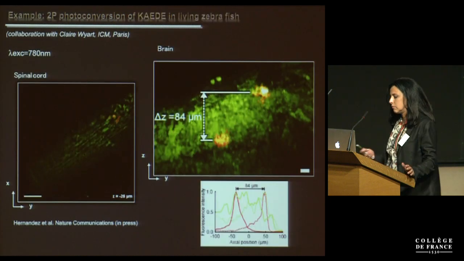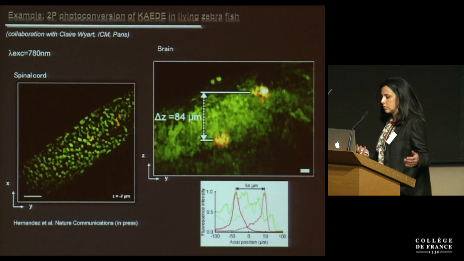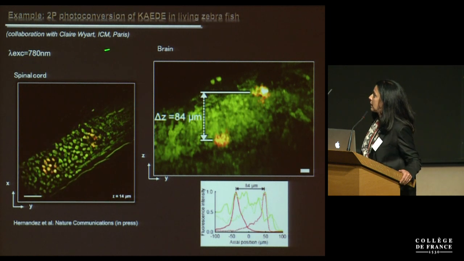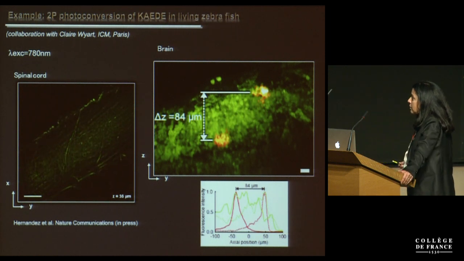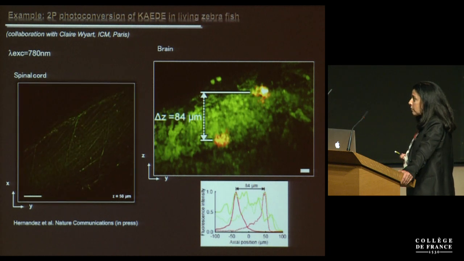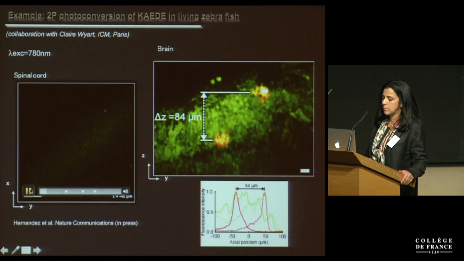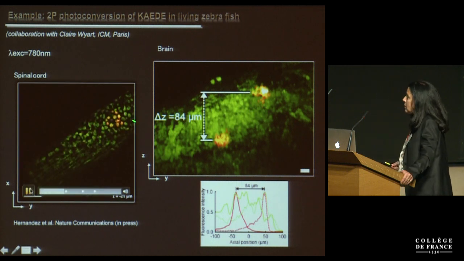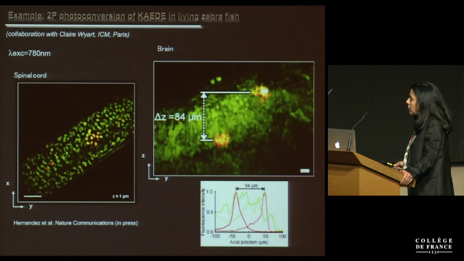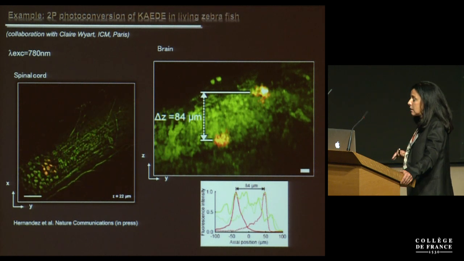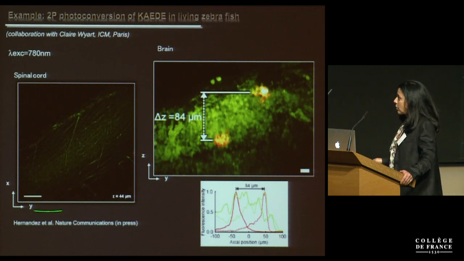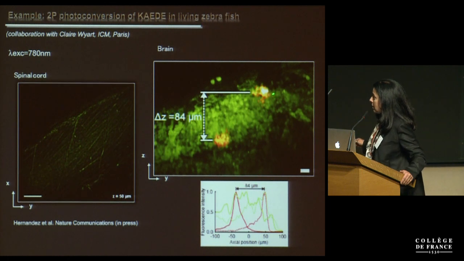The first proof of principle for that was in collaboration with the group of Claire Wyart at the ICM in Paris, where we used this approach for quick photoconversion of multiple cells. These were zebrafish expressing Kaede. So you see that we can simultaneously photoconvert a large number of cells in multiple planes. This was in the spinal cord. You can achieve the same in a more scattering region such as the brain.